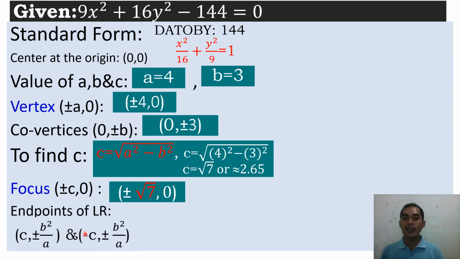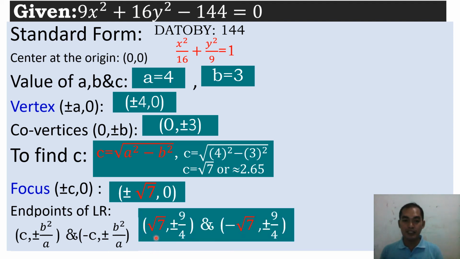Then, the endpoints of the latus rectum, importante po ito para ma-form na maayos ang ellipse. Dito po kasi nagde-determine yung curve ng ellipse. Okay, so we have square root of 7, positive, negative, 9 over 4. Paano nakuha? Ang 9 over 4 is b squared over a. Our b is 3, our b squared is 9. Our a is 4. So, 9 over 4. At C, tandaan kung nasaan nakalagay yung sa focus, doon din kinokopya. Nasa x-coordinate yung square root of 7, x-coordinate din ang square root of 7.